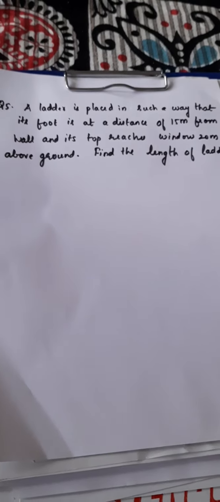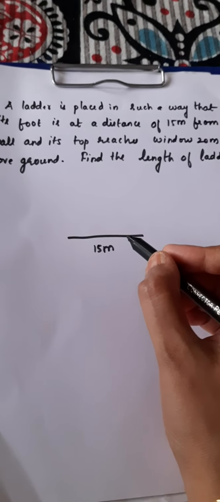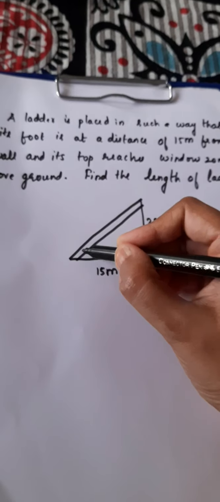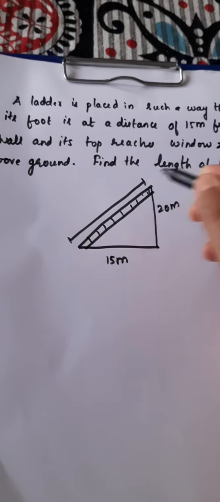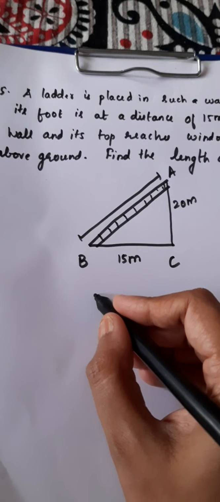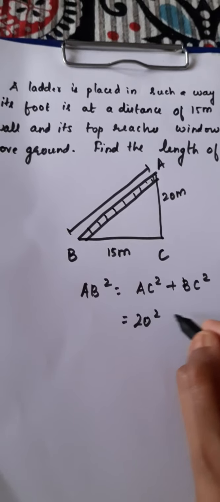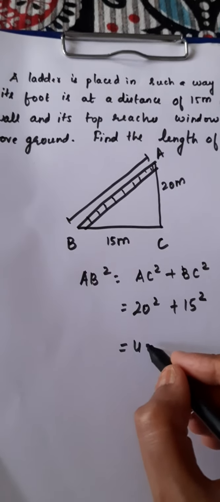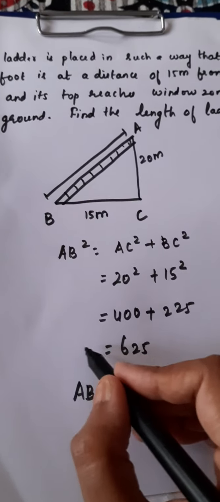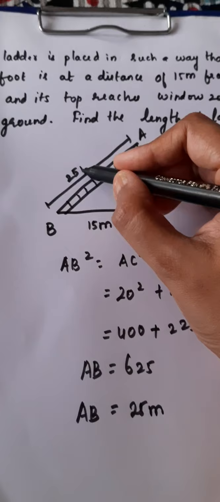Next, a ladder is placed in such a way that its foot is at a distance of 15 meters from the wall, so that is the base, and the top reaches a window 20 meters high, so that is the perpendicular side. We need to find the length of the ladder, which is the hypotenuse. By Pythagoras theorem, AB square equals AC square plus BC square. So 20 square plus 15 square, 400 plus 225, that is 625. So AB is the square root of 625, that is 25 meters. So the length of the ladder is 25 meters.